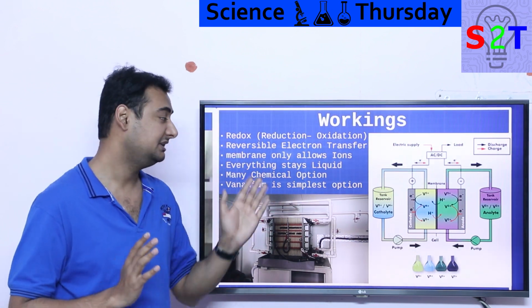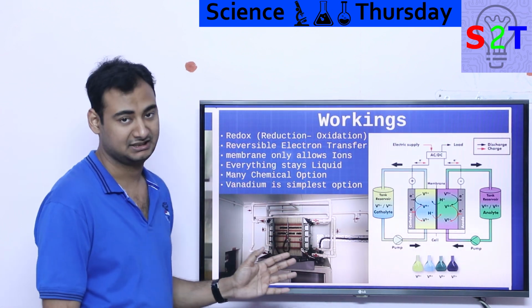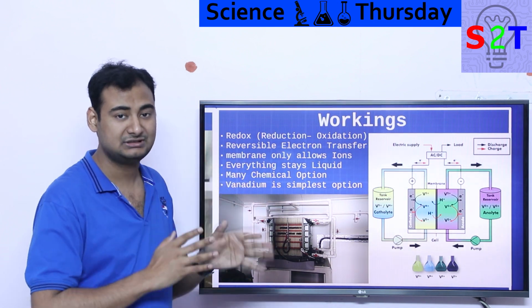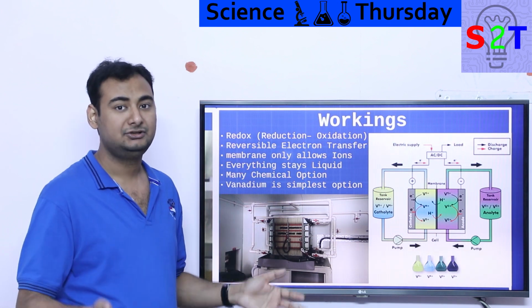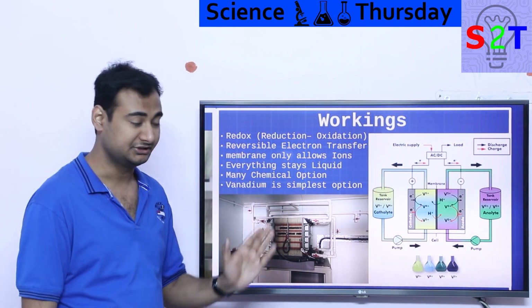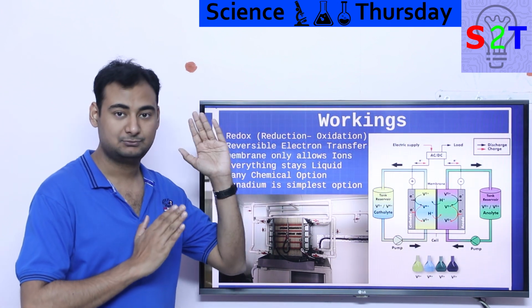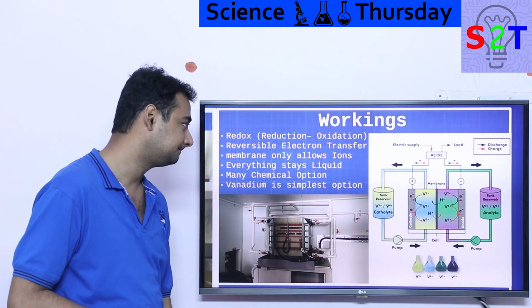And if you type flow cell battery, most likely you will come across something like this, because this is the simplest thing, and it is so simple that you can build it in your home. It will not be very energy dense, but it is something doable. So that's the working of it. You have something that allows you to basically put it in charge state or in discharge state.